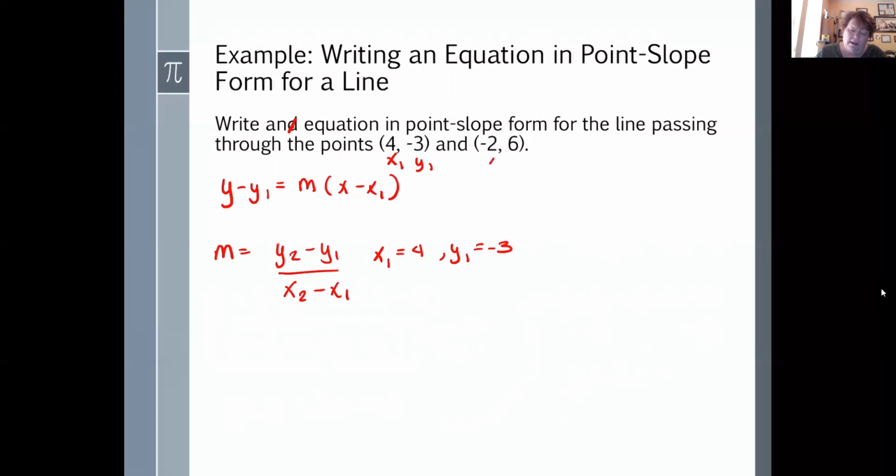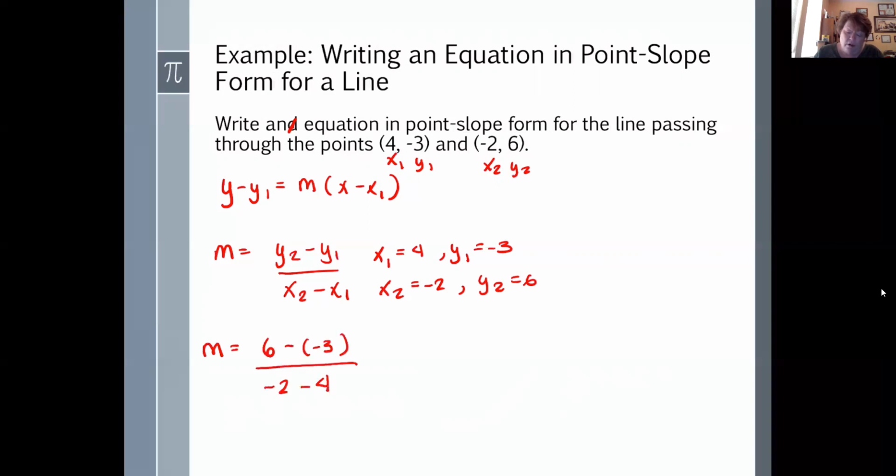And I'm going to label this point x sub 2, y sub 2. So x sub 2 is negative 2, and y sub 2 is 6. And then I'm going to make these substitutions. So the slope is going to be 6 minus a minus 3 divided by negative 2 minus 4. So that's going to be 9 over negative 6, which I can simplify. I can cancel out a 3. So it's negative 3/2. So the slope of this line is negative 3/2.